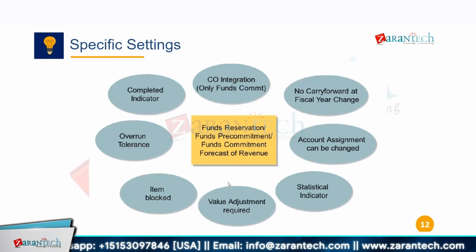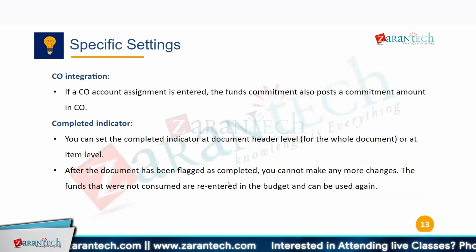So these various settings are available in the documents, and these will control what you can change in the document, at which stage you can change it, or whether you cannot change it at all. CO integration: if a CO account assignment is entered, the funds commitment also posts a commitment amount in CO. CO also has commitment management, so there is integration with CO that posts commitment in both CO and funds management. And then the completed indicator: you can set it at document level, header level.